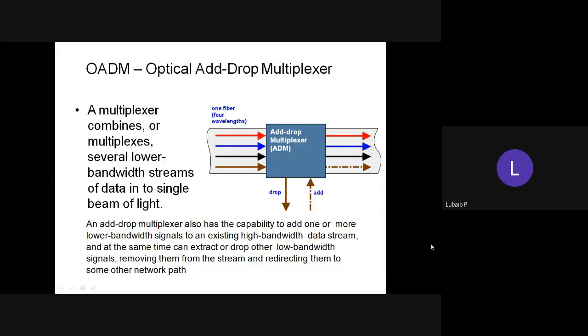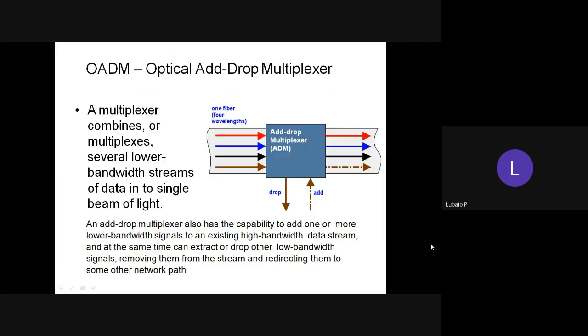You can see in the figure that a multiplexer combines, or multiplexes, several lower bandwidth streams of data into a single beam of light. An add drop multiplexer also has the capability to add one or more lower bandwidth signals to an existing high bandwidth data stream. That is important.